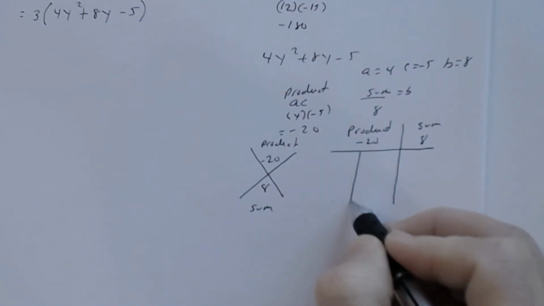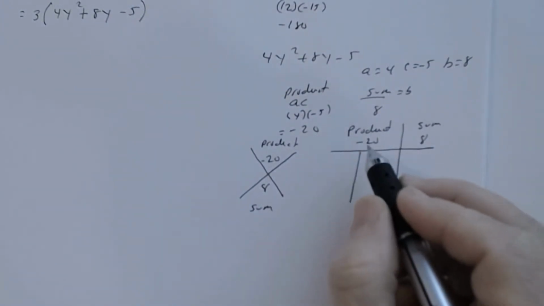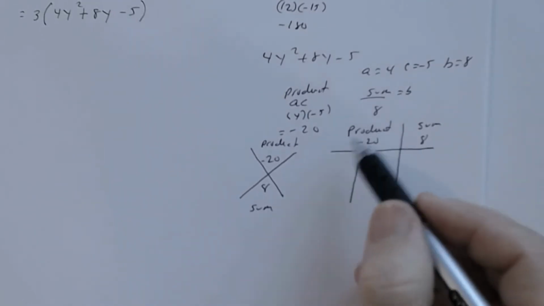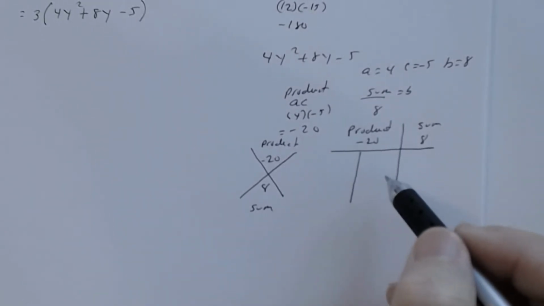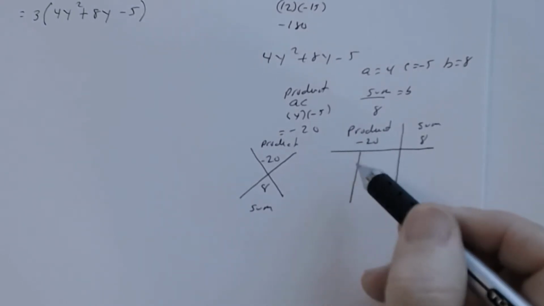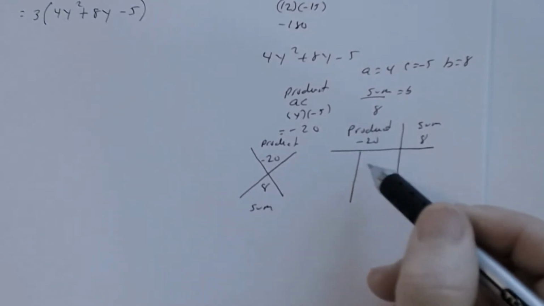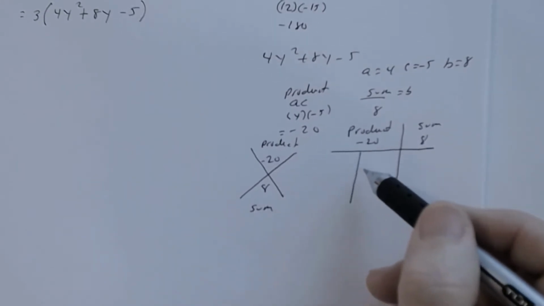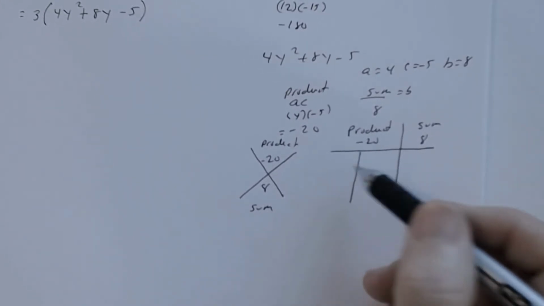So I want to find two numbers whose product is negative 20 and whose sum is 8. Now, remember our discussions in previous lessons. So these two numbers, remember when I multiply them, I want them to be negative, right? So that means that these two numbers have to have different signs. And so one has to be negative, one has to be positive.